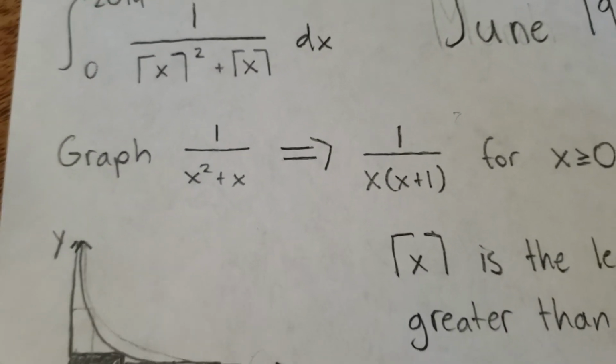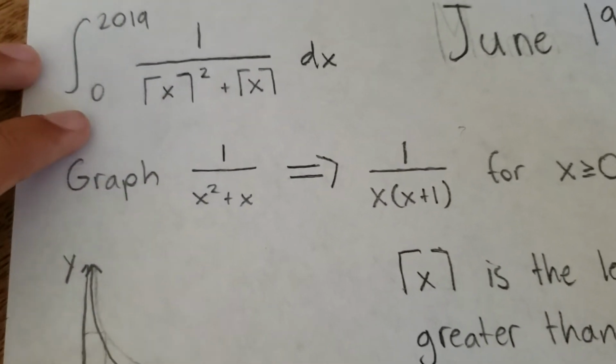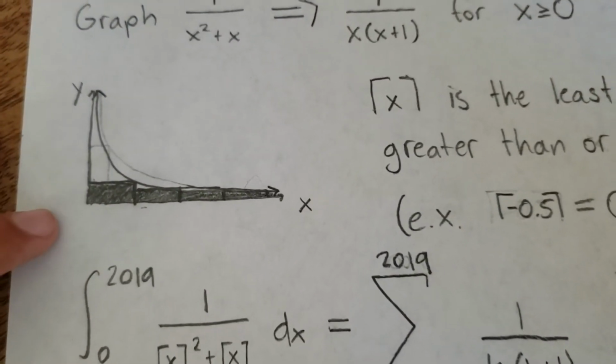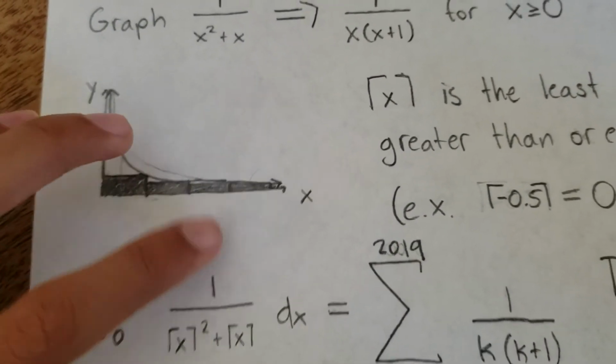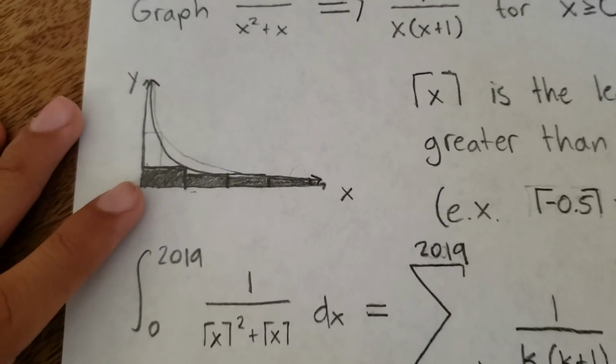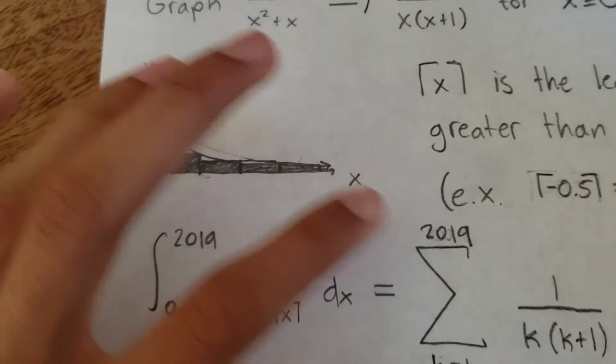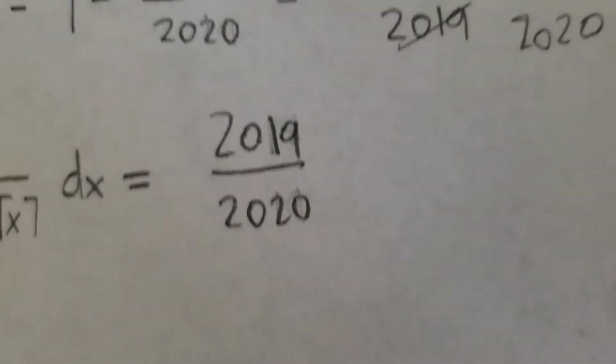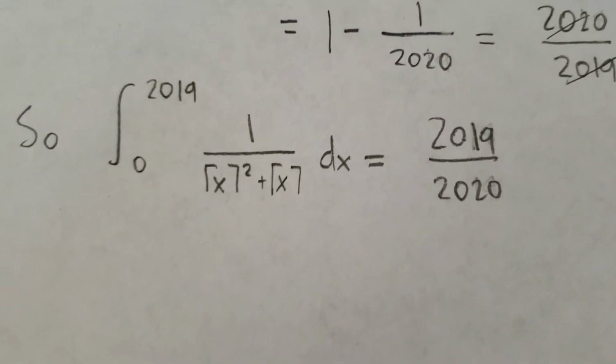But in general, whenever you see a ceiling or floor function inside an integral, you want to think of the areas under each one of these boxes and think geometric series, telescoping series. What kind of series are you dealing with to find the areas of all of these boxes combined? And in this case, we got our final answer to be 2019 over 2020.